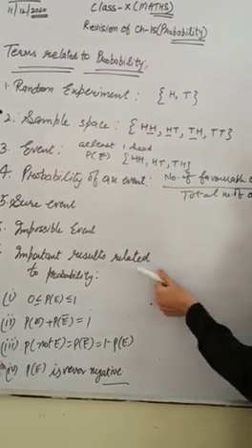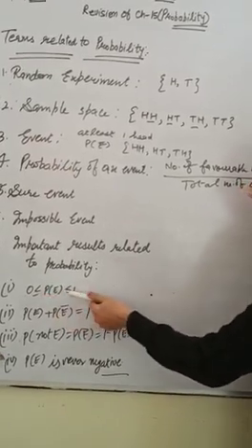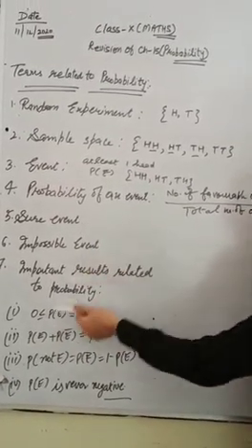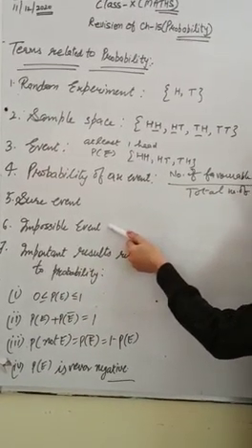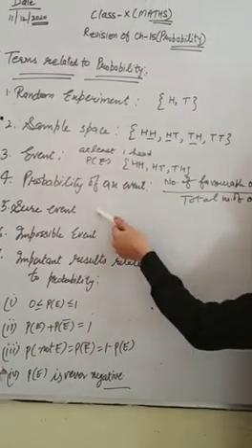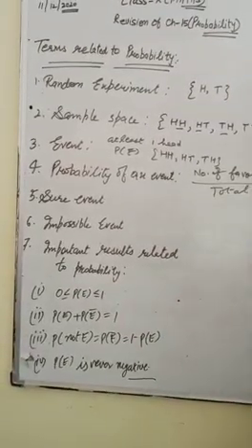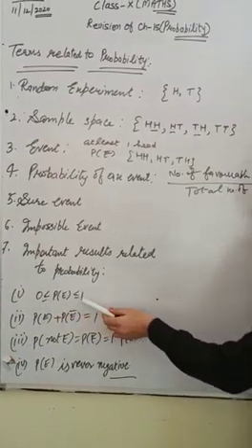So let us see now the important results. The probability of any event always lies between 0 and 1. Probability 1 is always for the sure event, and probability 0 is always for the impossible event. If an event is not possible, then it is 0, and if it is a sure event, then its probability is 1. Otherwise, for other events, the probability always lies between 0 and 1.